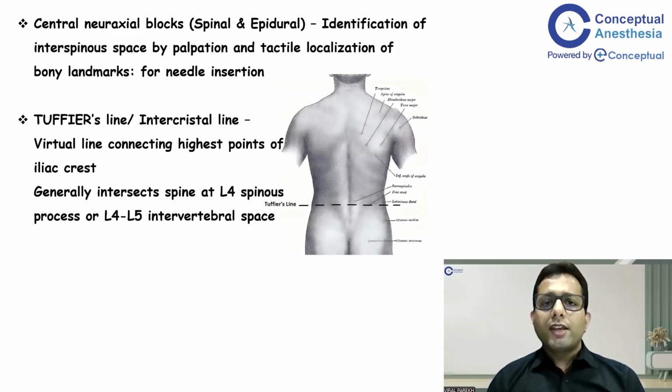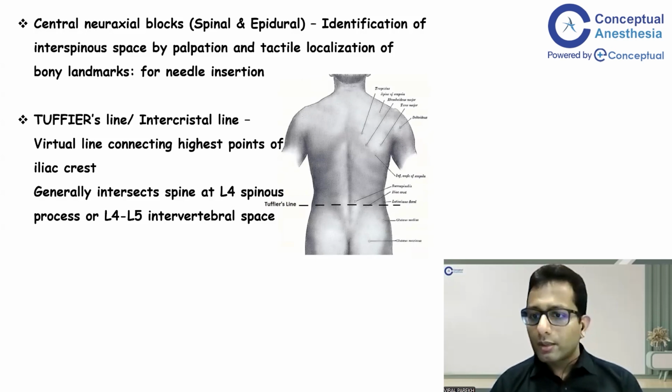The most classical way to approach lumbar spinal or epidural is to identify the Tuffier's line, which is also called the intercrestal line. It's a virtual line which connects the highest points of the iliac crest, and generally it intersects the spine at the level of the L4 spinous process or the L4-L5 intervertebral space.